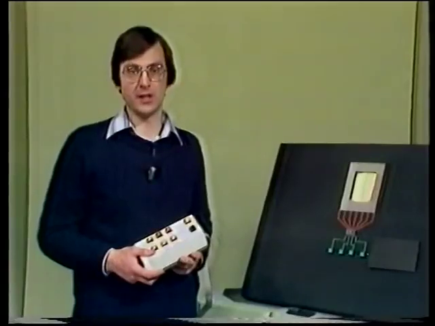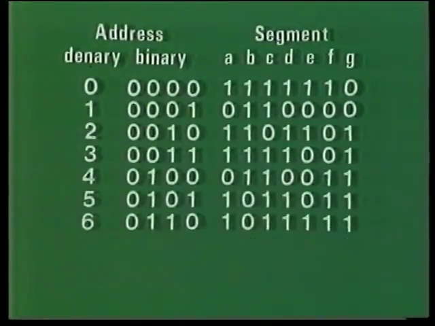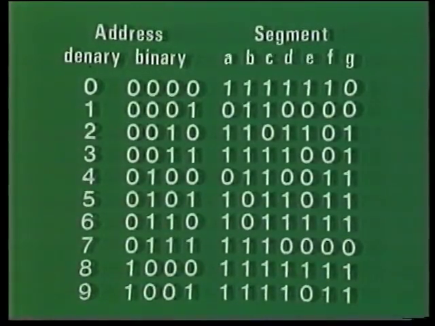Look at the left-hand column of this table. You'll see the denary digits 0, 1, 2, and so on. Beside these are their 4-bit natural binary equivalents, 0000, 0001, 0010, and so on. The column on the right gives the 7-bit binary code that lights up segments in the display to form the appropriate denary digit. For example, 3 is 0011 in binary, and as you saw, the corresponding display word is 1111001.